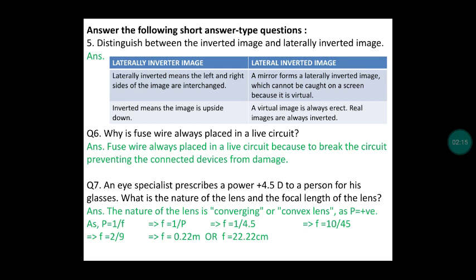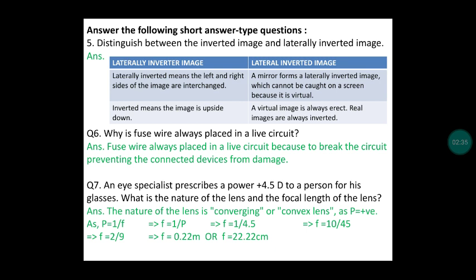Why is fuse wire always placed in a live circuit? Fuse wire is always placed in a live circuit to break the circuit, preventing the connected device from damage.